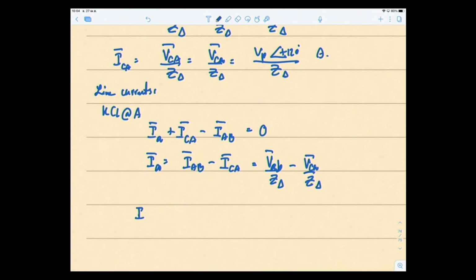So therefore, your line current IB would be IBC minus IAB, and IC equal to ICA minus IBC, and you get all the answers. So you can see that this is it for all the four connections that we are going to do.